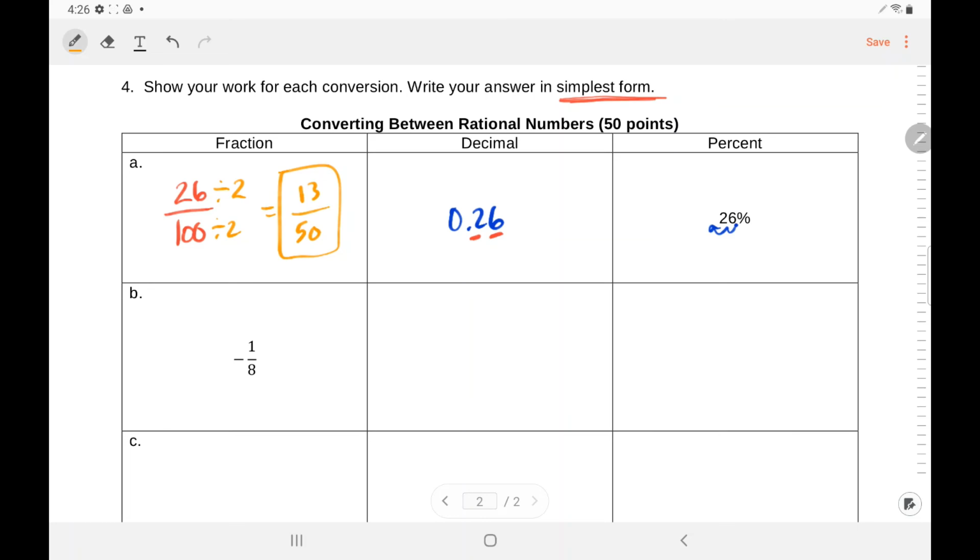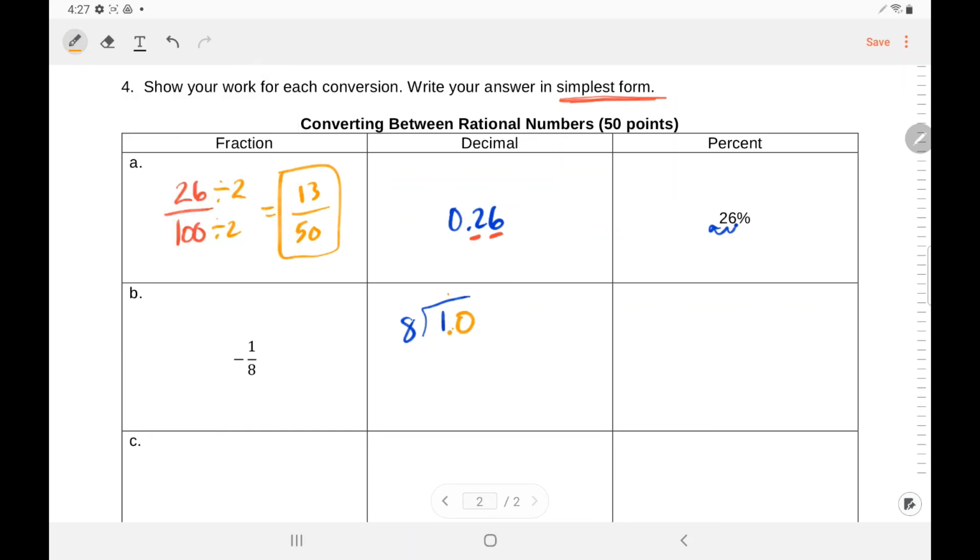For the second problem, we have -1/8. Okay, if we want to change a fraction to a decimal, what we can do is divide the two, because a fraction means division. So 1 divided by 8. Whatever number you say first goes inside the division house, and whatever number you say second goes outside the division house. So 8 does not go into 1, but it does go into 10.